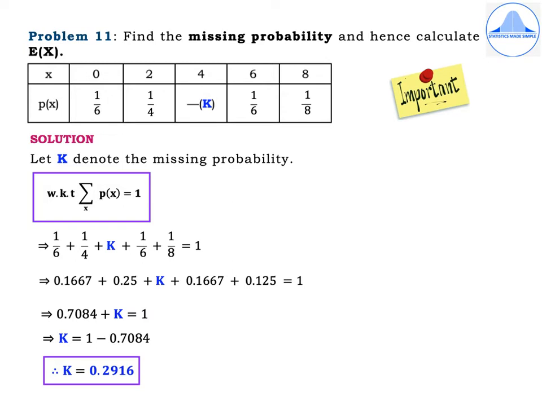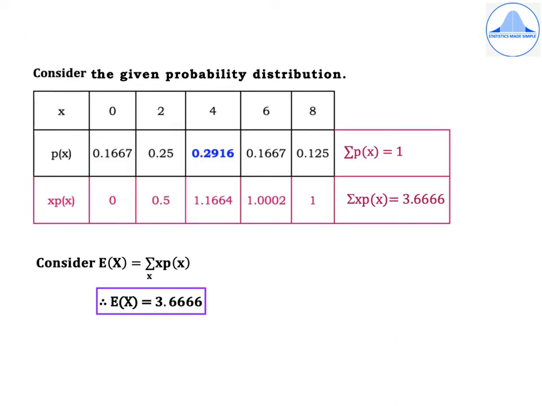So which implies 0.7084 plus k is equal to 1, which implies k is equal to 1 minus 0.7084. Therefore, k is equal to 0.2916. I will now rewrite the given probability distribution. So consider the given probability distribution where the x values are 0, 2, 4, 6, 8. P of x is 0.1667, 0.25, 0.2916, 0.1667, 0.125. So summation P of x is equal to 1.